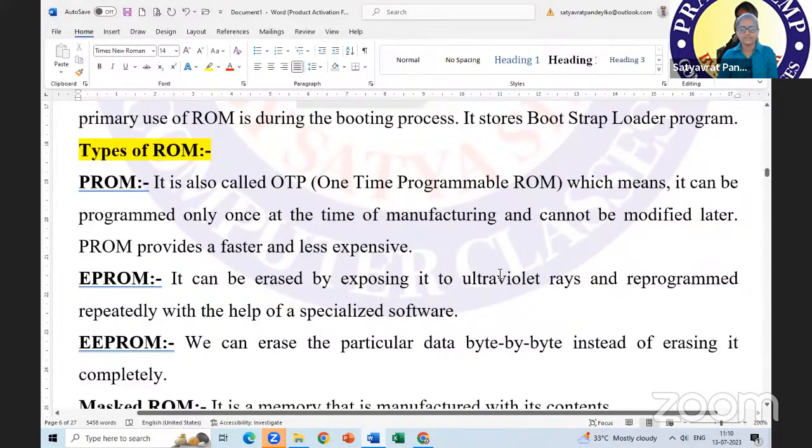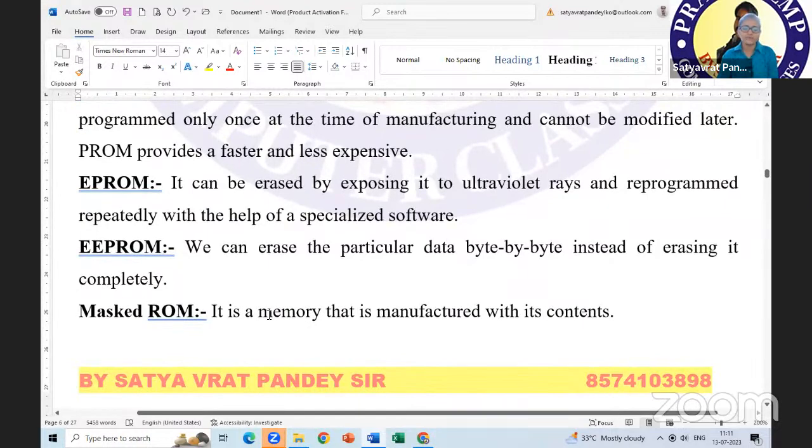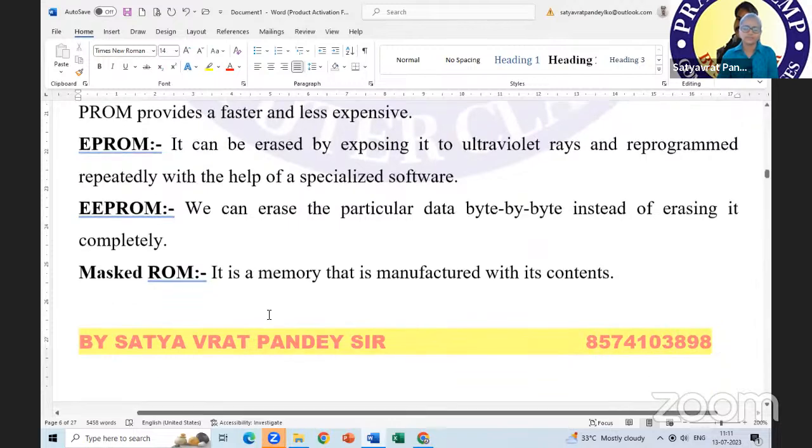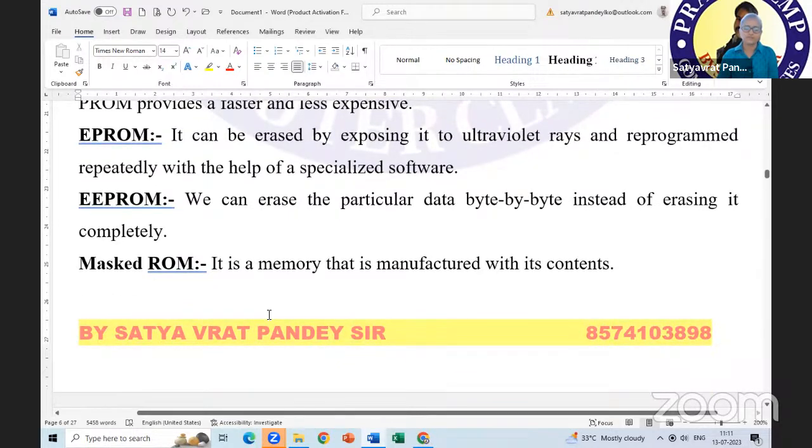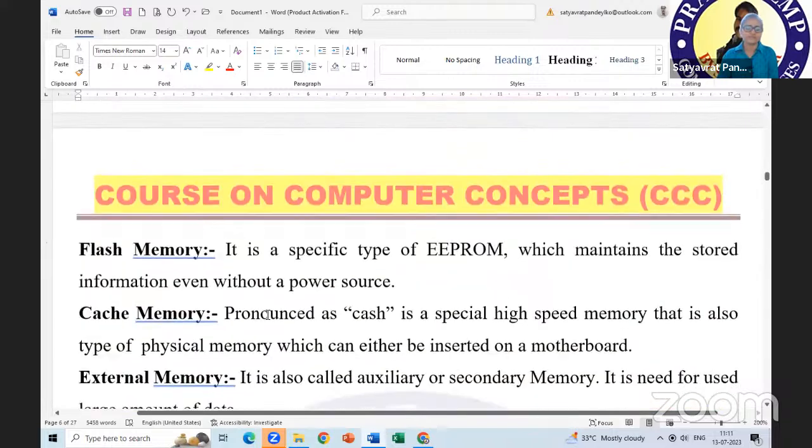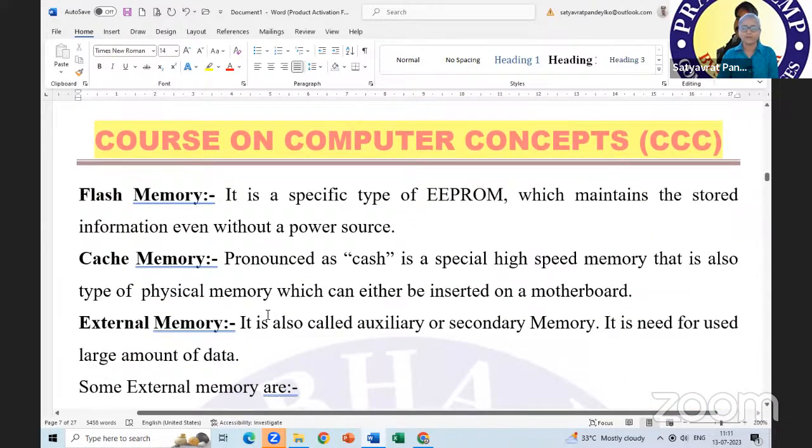PROM provides a faster and less expensive option. EPROM can be erased by exposing it to ultraviolet rays and reprogrammed repeatedly with the help of specialized software. EEPROM: we can erase particular data byte by byte instead of erasing it completely. Masked ROM is a memory that is manufactured with its contents. Flash memory is a specific type of EEPROM which maintains the stored information even without a power source.